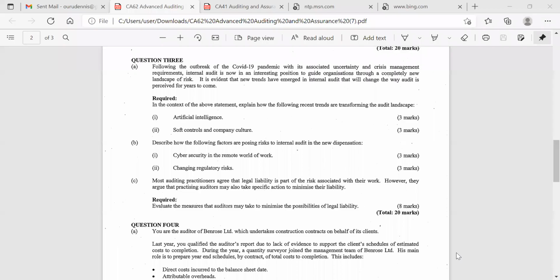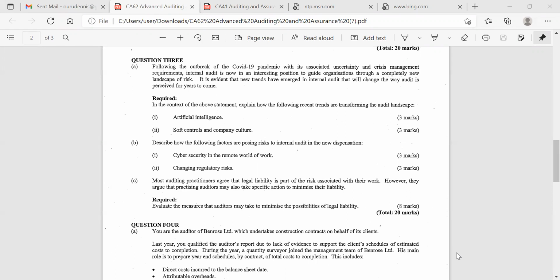So the question is saying that following the outbreak of COVID-19 with its associated uncertainty and crisis management requirements, internal audit is now in an interesting position. Interesting position, meaning that it's a challenging position. You know, it is not something that is very funny. The internal audit function is becoming difficult because you are going to audit people who are working remotely at home. That is so interesting. It is not funny. So it is in a very interesting position to guide organizations through a completely new landscape of risk.